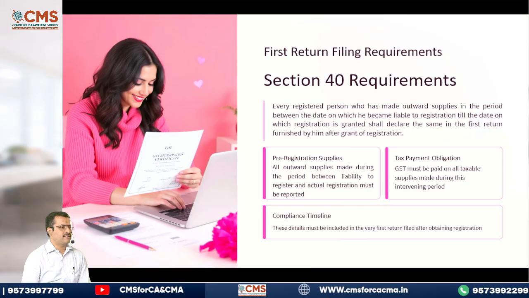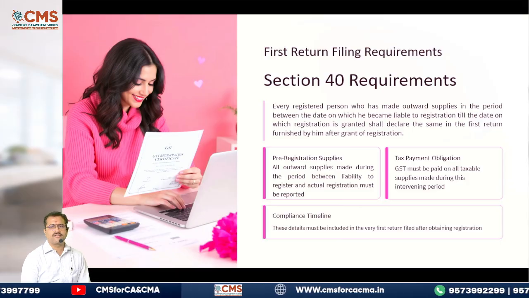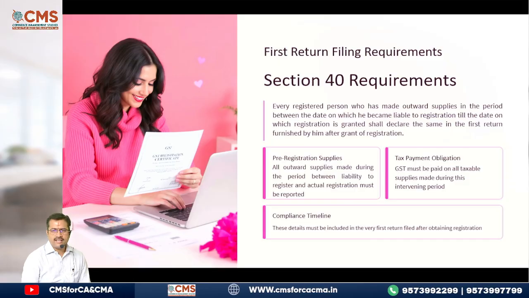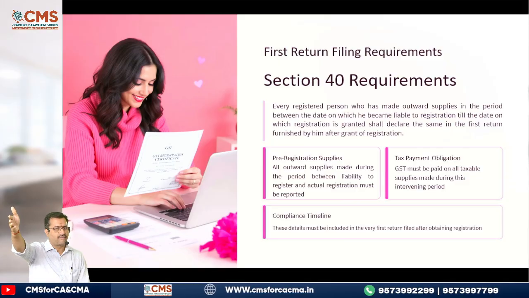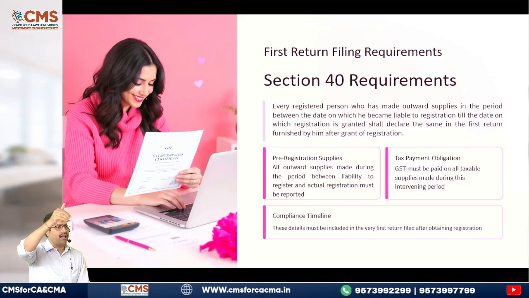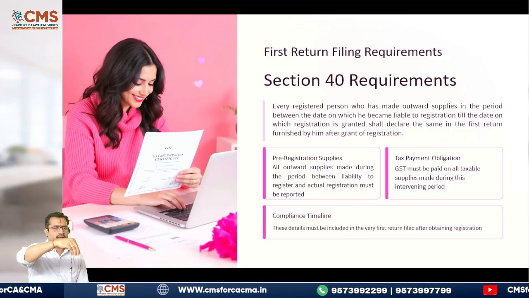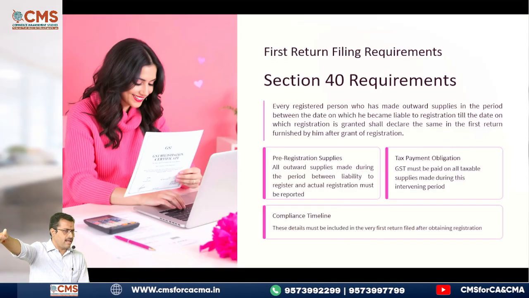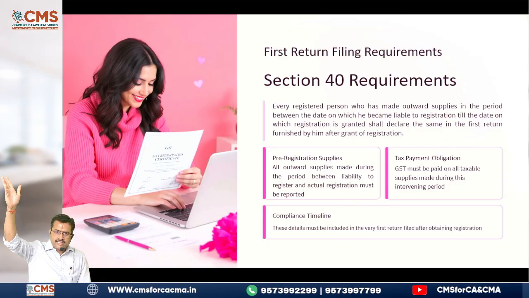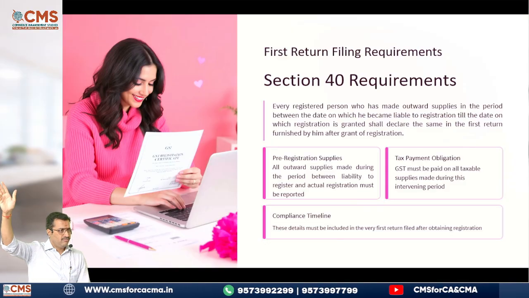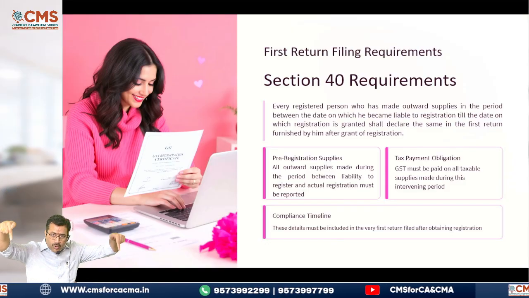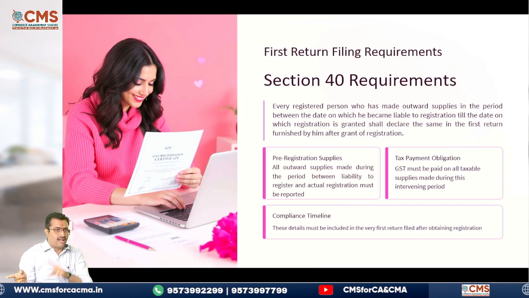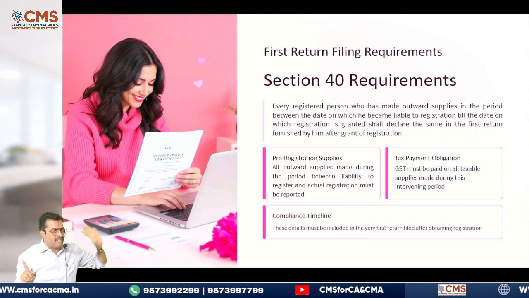After registration, I am supposed to get myself registered. I applied for registration within 30 days and my registration was granted later. Let us take one example. Say on 20th April I applied, and my registration was given on 25th April. Now the supplies made between 20th and 25th have to be recorded in the returns. That return is called the first return.